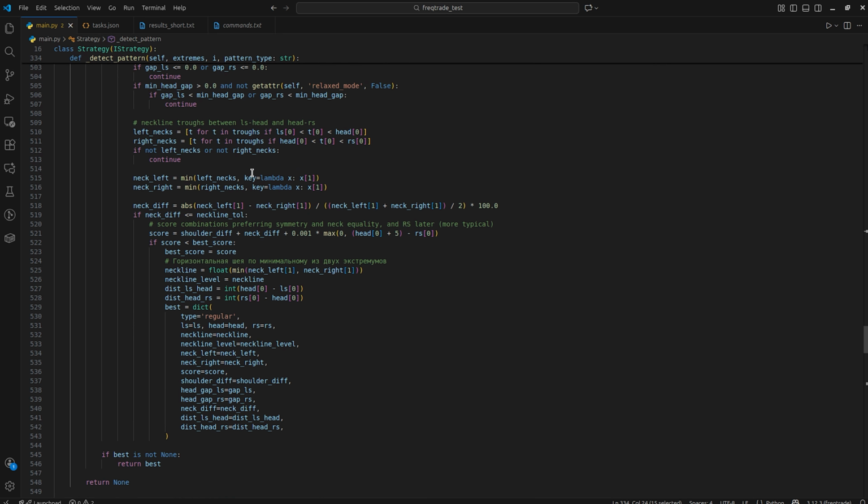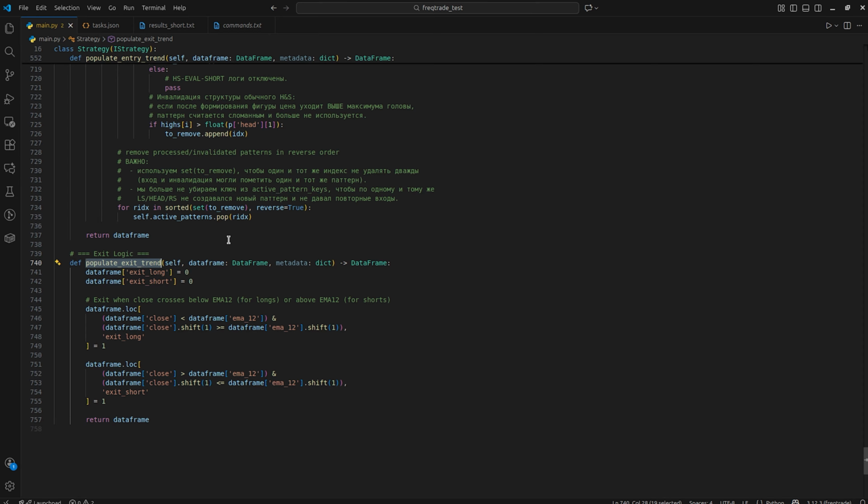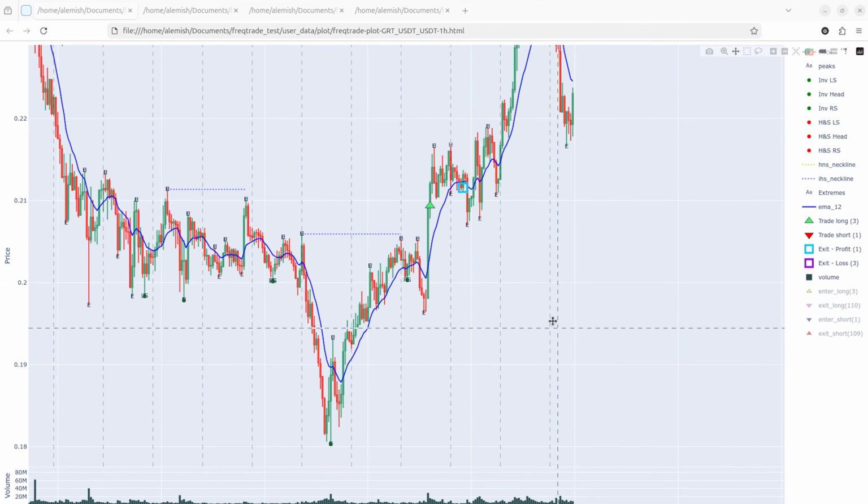So here is our entry logic and our exit logic, MA based. Now let's check the visualization of our trading process. So here is our plot. You can see our prices, moving average for exit conditions, volume, and let's check one example of an inverse head and shoulders. So we have our left shoulder, our head, and right shoulder, and here is our neckline level.